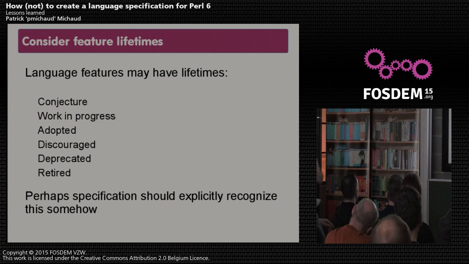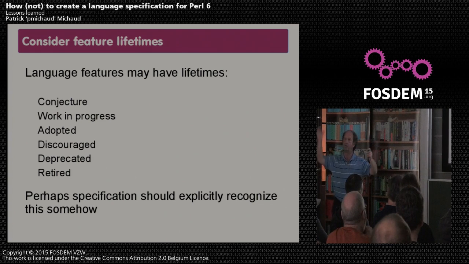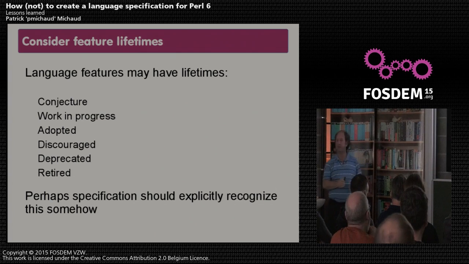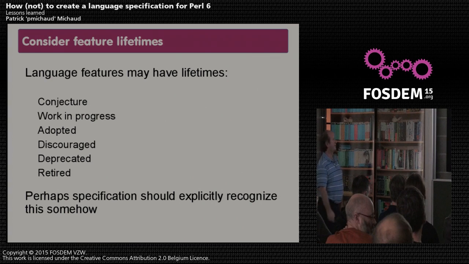I've never seen this sort of notion of language features having lifetimes, where you identify the phases that they go through, not for the language as a whole, but for individual features. And it might be nice if our specification could do something like this as well. Go down to individual features or individual tests and identify what stage they happen to be in. So, perhaps we should explicitly recognize this somehow.